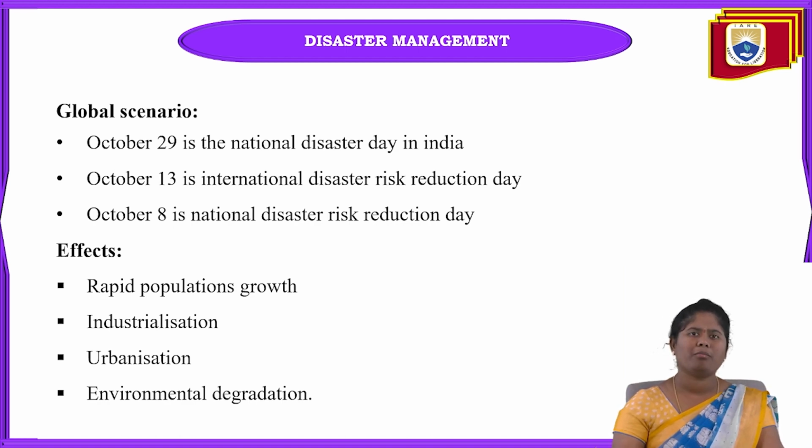Mainly, how are these disasters developing? They develop because of rapid population growth, industrialization, urbanization, and environmental degradation. These are mainly the causes of natural and man-made disasters. If the population is increasing, urbanization automatically increases, so we have to build a number of buildings to live in.